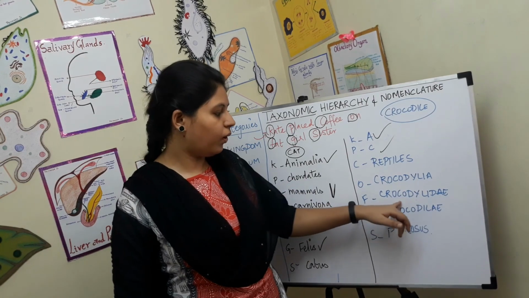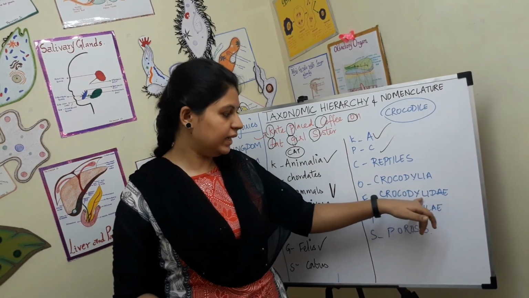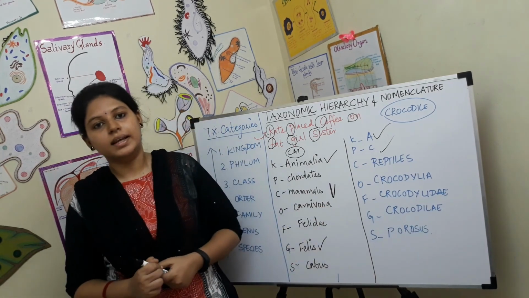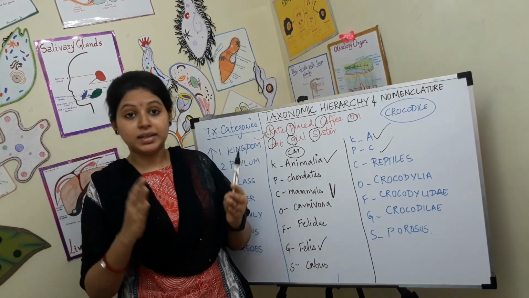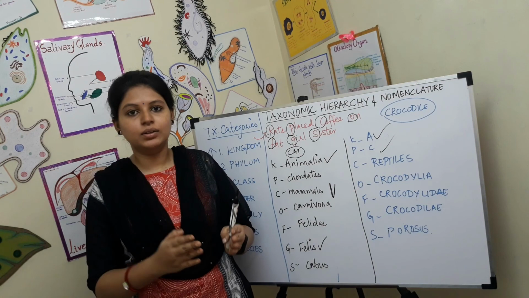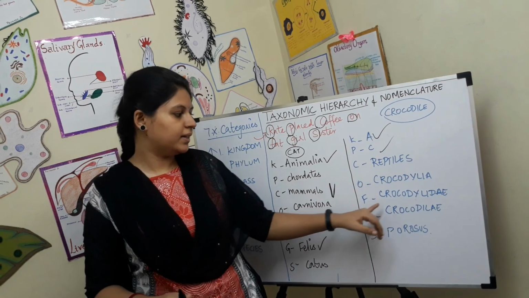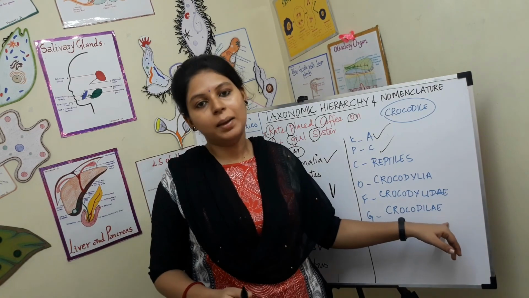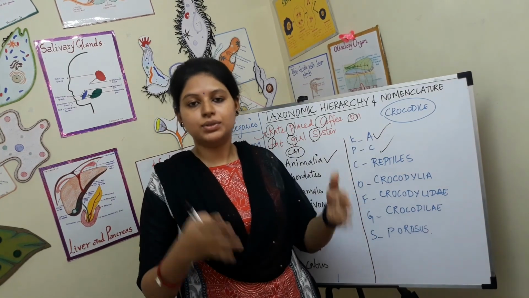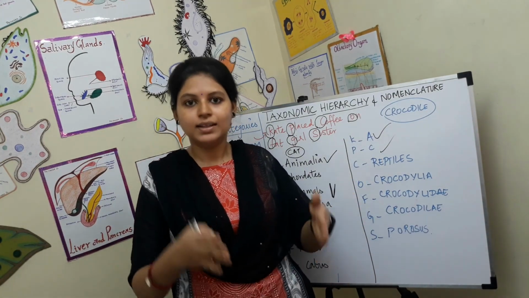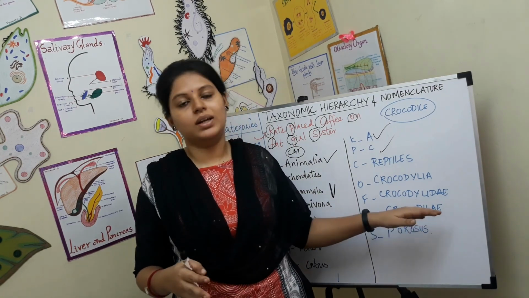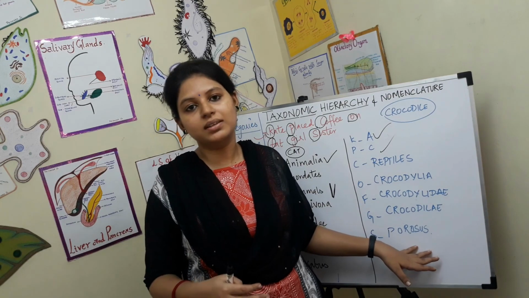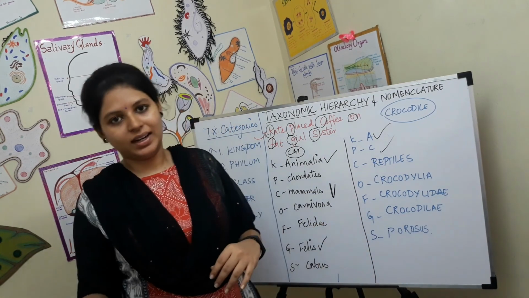Next is family, Crocodylidae. So the family is Crocodylidae, which means that specifically it is referring to crocodiles. That's why it is placed in Crocodylidae. Next is genus Crocodylus, because we are talking about saltwater crocodile, so the genus is Crocodylus. Next is species porosus. So porosus means saltwater crocodile.